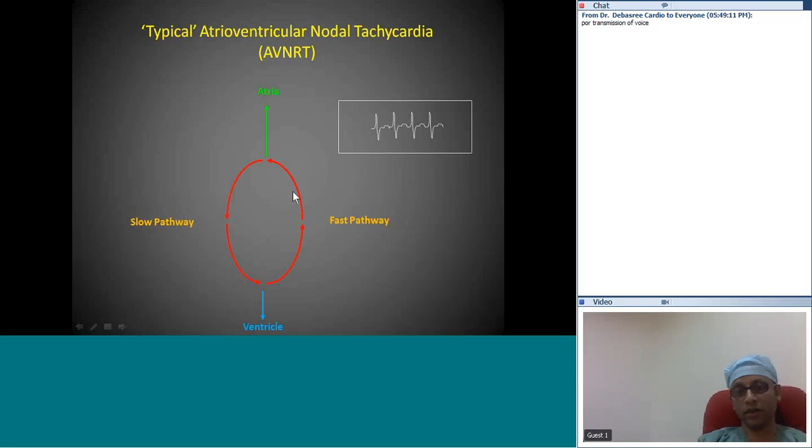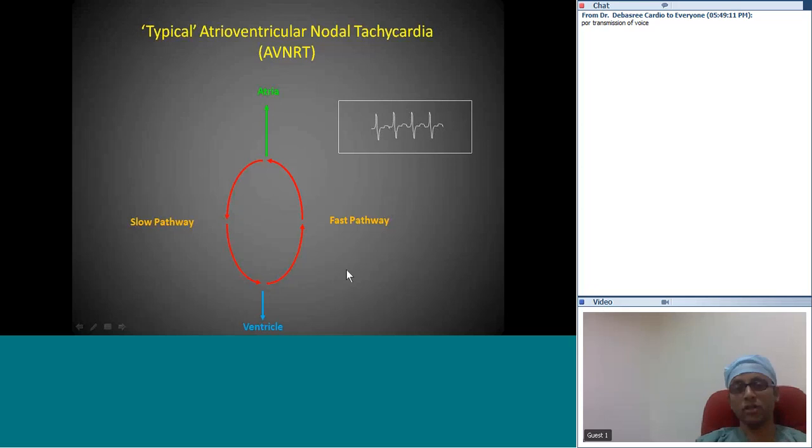And that's the reason the ECG is also quite interesting, because it is coming down the slow pathway and goes into the ventricle. Immediately, by the time it is reaching the ventricle, through the fast pathway it is reaching the atria. So the P waves are hidden.